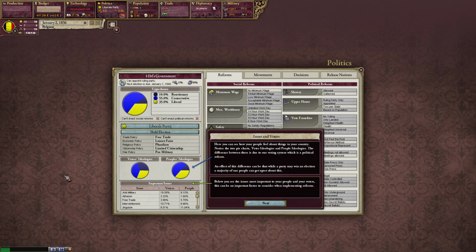Atheism, 2.32% of the voters are for it. 1.6, it's very unpopular. Free trade, the voters don't like it as much as the people do. Interventionism, the voters like that more than the people at large do. And then jingoism, the voters like it less than the people.